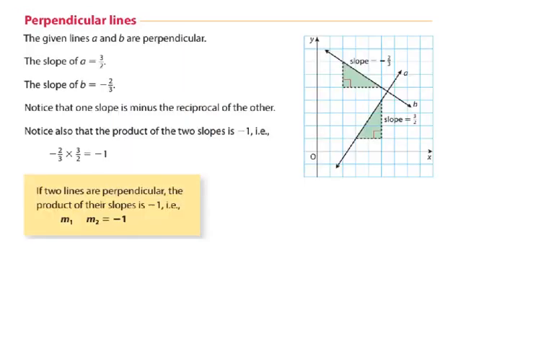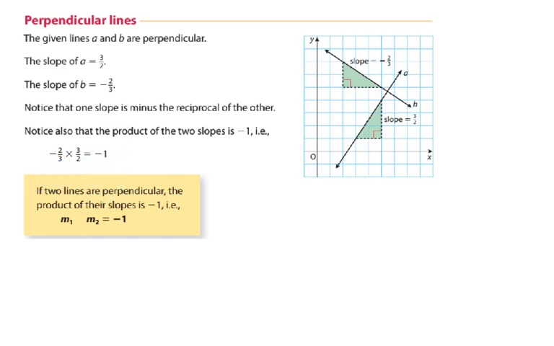Next one, perpendicular. These two lines are perpendicular. Perpendicular means that there's a 90-degree angle between the two lines. And the slope of the first one, line A, is equal to 3 over 2, and the slope of line B is equal to minus 2 over 3. You'll notice that one slope is minus the reciprocal of the other. So one is equal to 3 over 2. The reciprocal means you turn it upside down, which is 2 over 3, and you make it minus. So it's minus the reciprocal of the other. Notice also that when you multiply the two slopes together, you get minus 1.